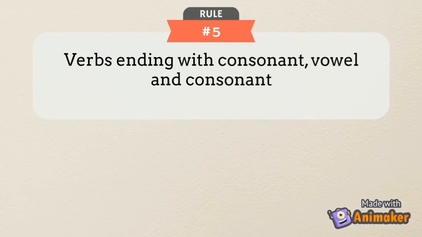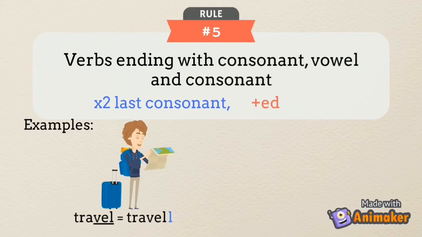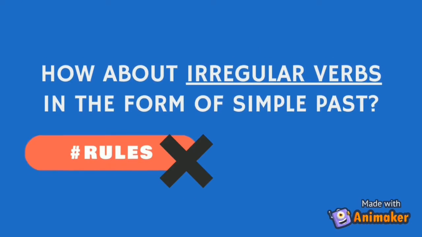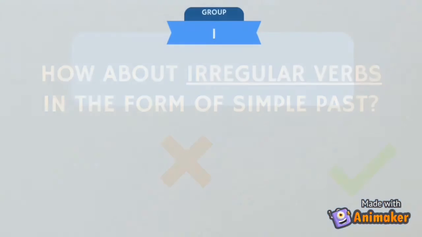For verbs ending with consonant, vowel, and consonant, we usually double the last consonant and add ed. For example, travel becomes traveled. We put irregular verbs in groups for a better understanding.